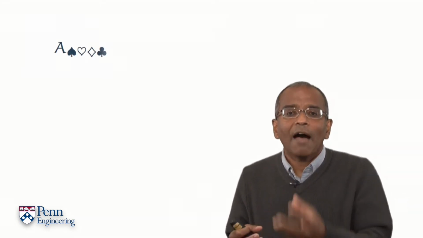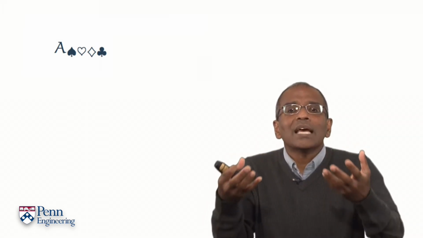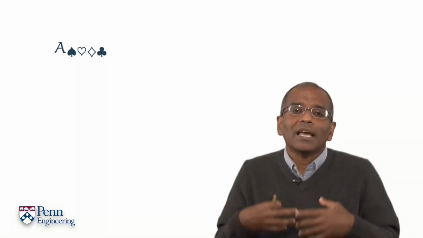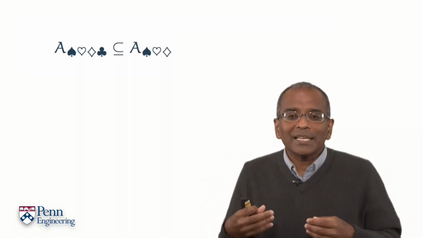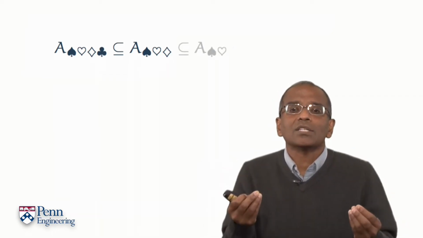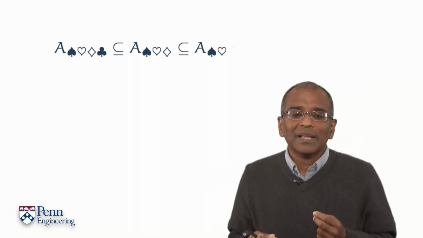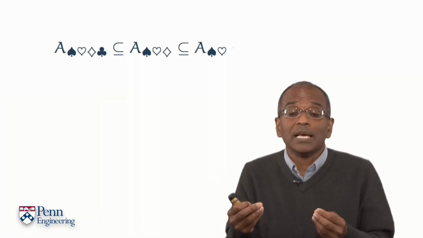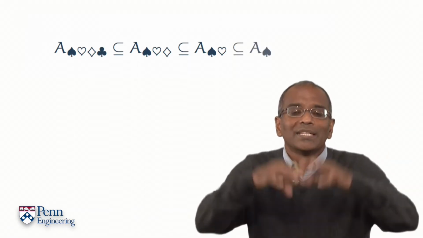If everybody gets an ace, then clearly the aces of spades, hearts, and diamonds have to go to 3 separate players. And therefore, the last event is contained in the event A of spades, hearts, and diamonds. But if 3 players get spades, hearts, and diamonds, 1 apiece, then it must be the case that the aces of spades and hearts go to 2 distinct players. And if the aces of spades and hearts go to 2 distinct players, then somebody gets the ace of spades, which is, of course, the entire sample space.